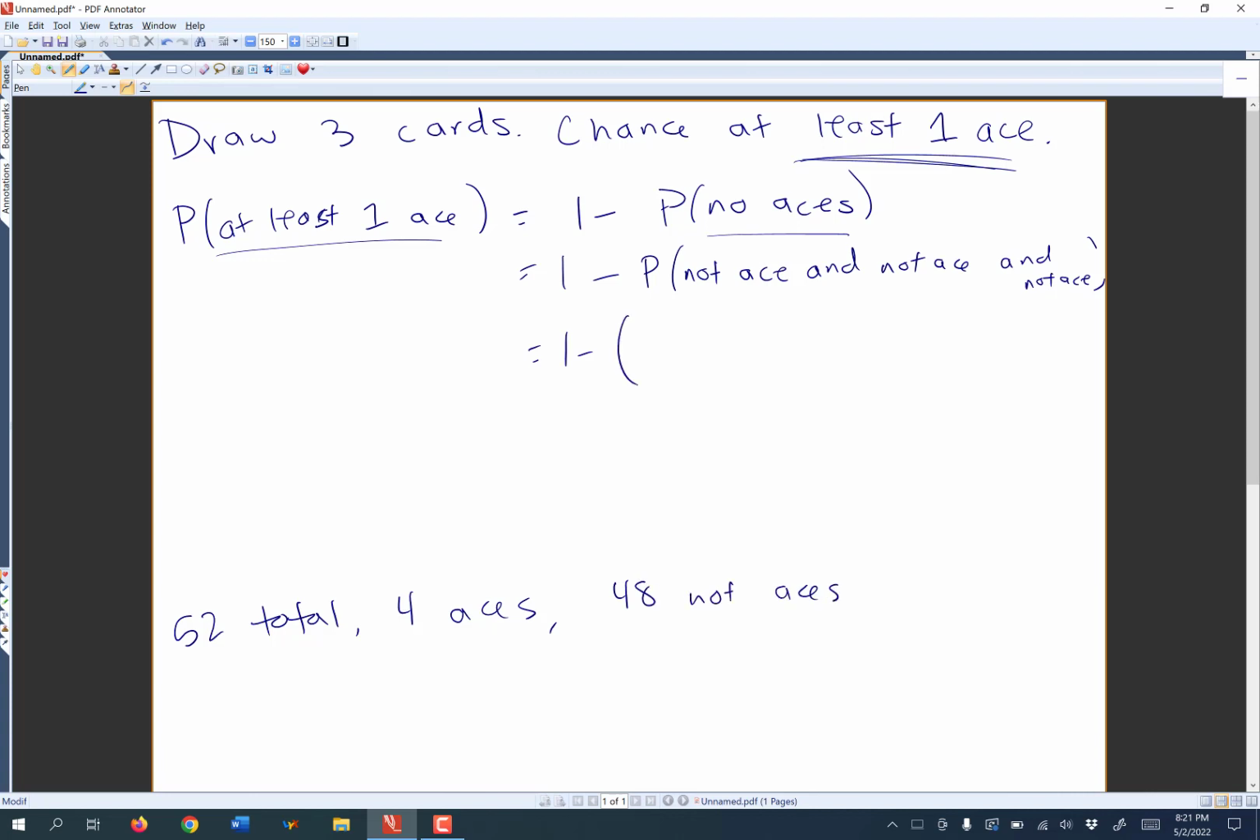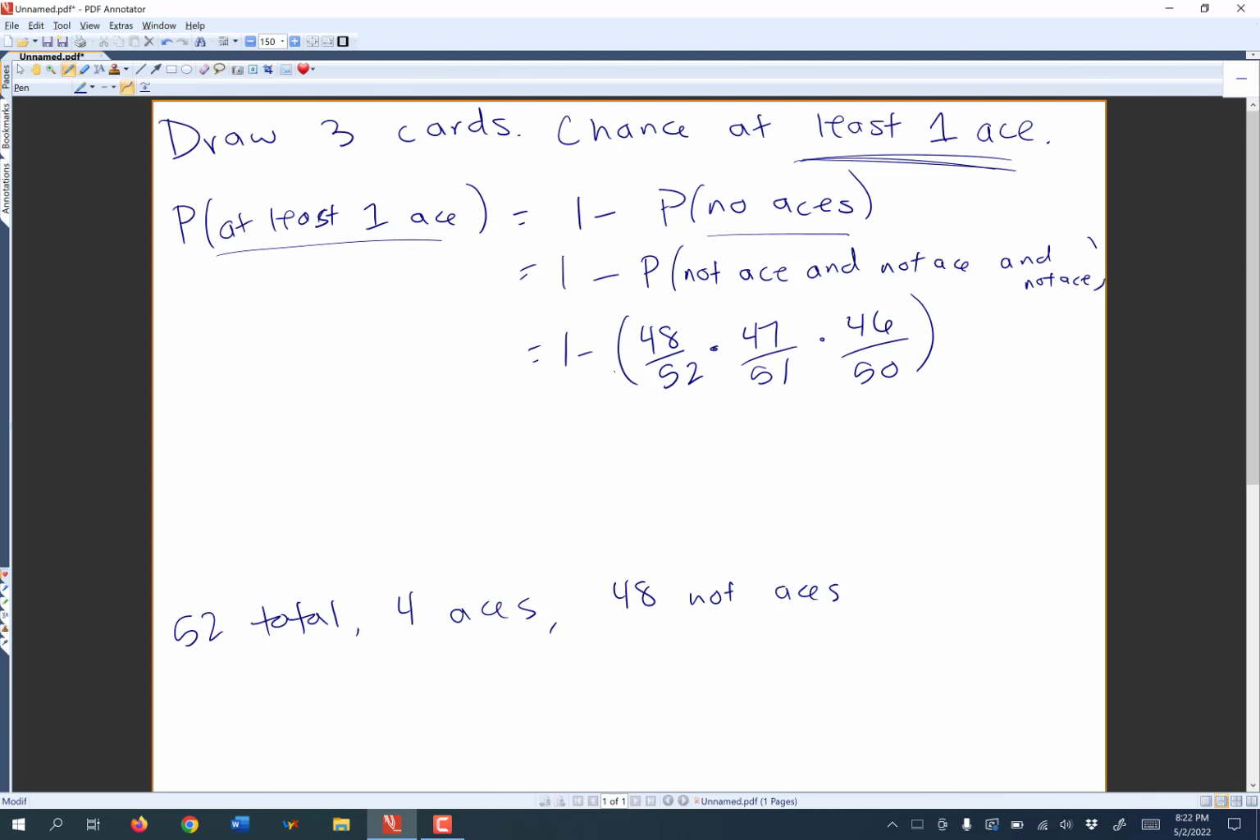So the first time I want to get a not ace, I have 48 to choose from out of a total of 52 cards. But when we're playing cards, we don't usually put the card back. It's almost always without replacement. So now I want another card that's not an ace, but I've already used 1 not ace. So there's only 47 not aces left and only 51 cards total. And then again, I want another not ace, but I've already used one. So there's only 46 left out of 50 total.